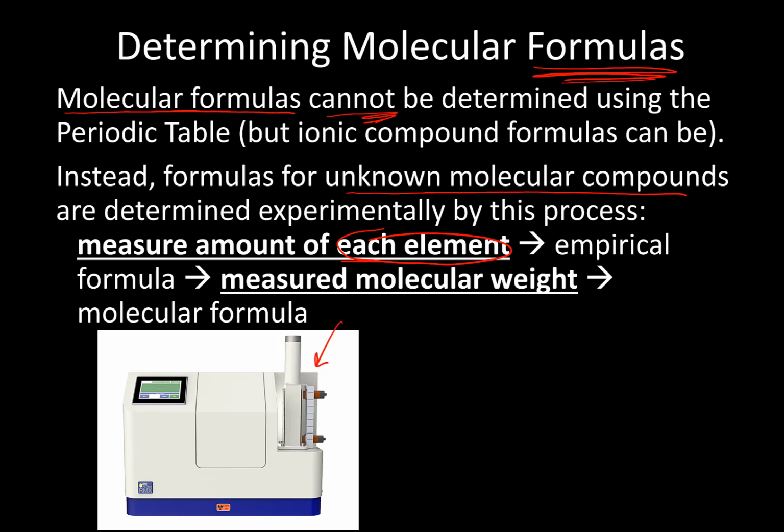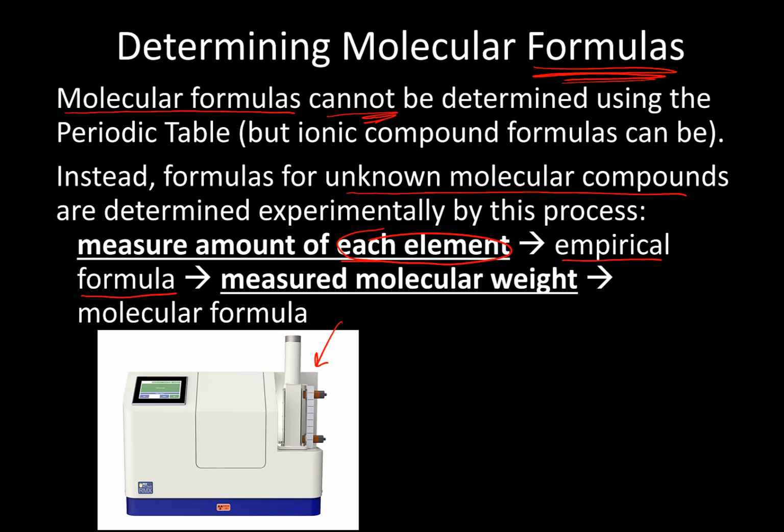So it looks something like this. And you put your sample in and it tells you the percent composition based on each element, like percent hydrogen, percent carbon, percent oxygen, for example. With that information, you can calculate and determine something called the empirical formula using mass percent and molar mass and some of the things I'll show you in this video.